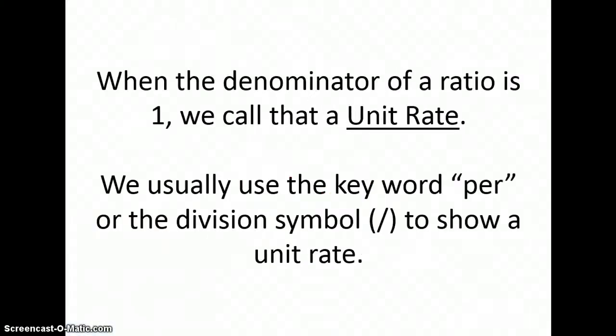When the denominator of a ratio is 1, we call that a unit rate. And we usually use the keyword per or the division symbol to show what a unit rate is. When we talked about it in class: miles per hour, meters per second, words per minute. Those were all unit rates because they tell how many of the first quantity for every 1 unit of the second. 60 miles per hour means you go 60 miles in 1 hour.